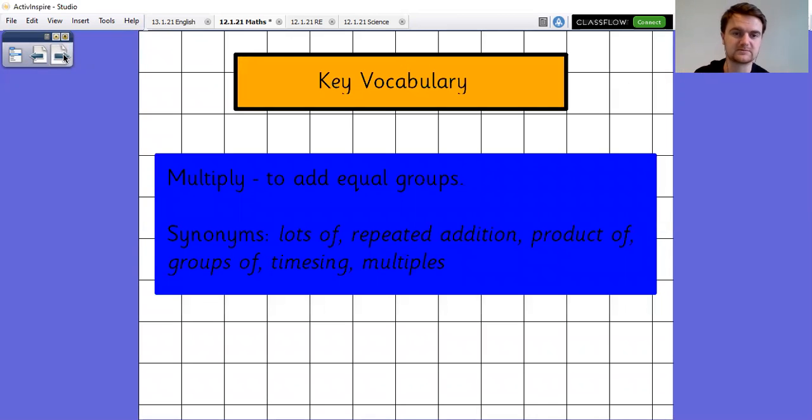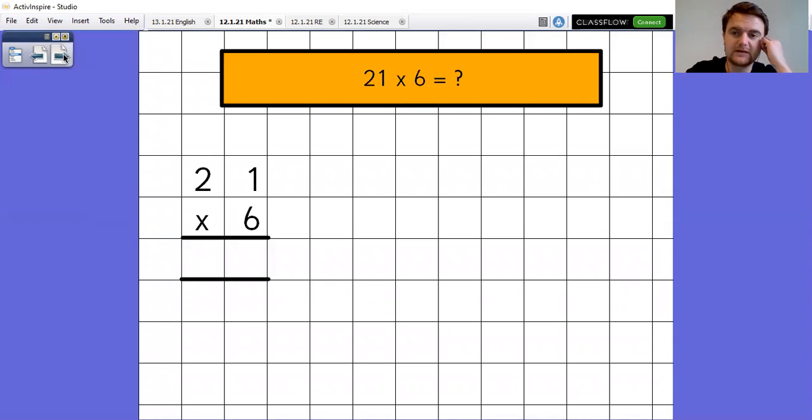When we're looking at multiplying, there are lots and lots of synonyms that might show multiplication. You might see repeated addition, product of, groups of, timesing, or multiples. Throughout this, I will try to use a wide range of that vocabulary so that you get more and more familiar with it.